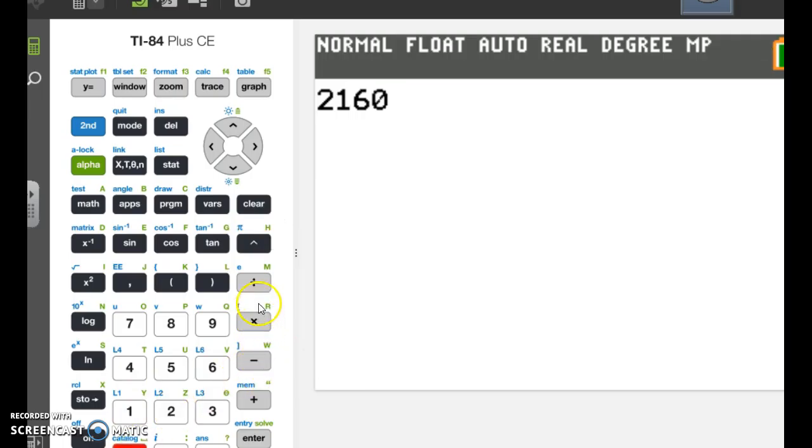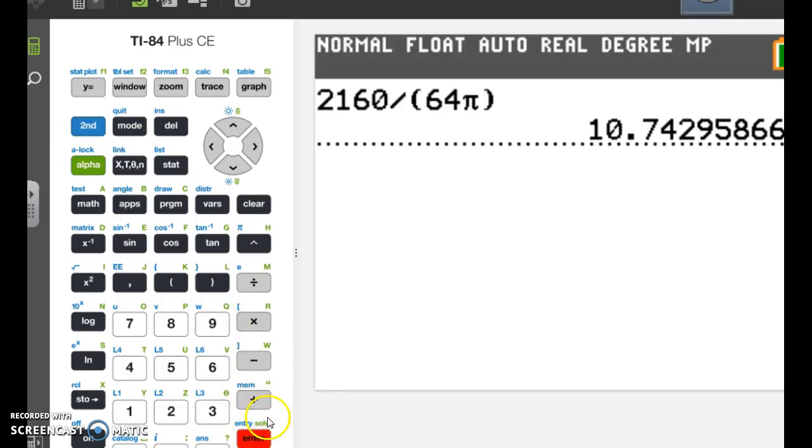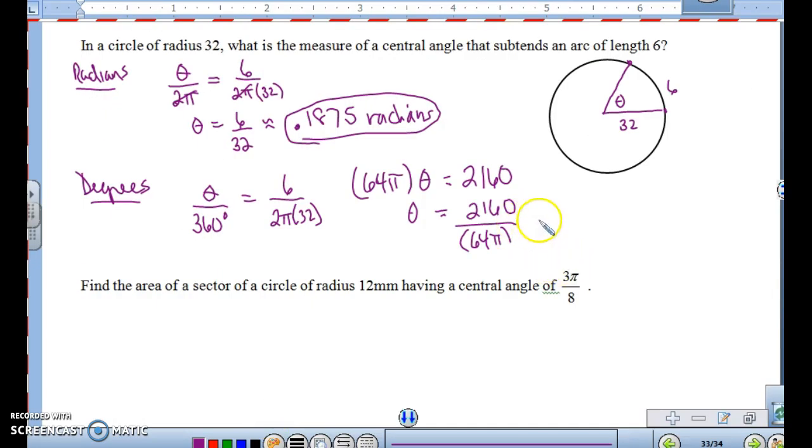2160 divided by parentheses 64 pi. And you end up with 10.74 approximately. So that angle is approximately 10.74 degrees. So you can do it with radians as long as this is 2 pi. You can do it in degrees if this one's 360.